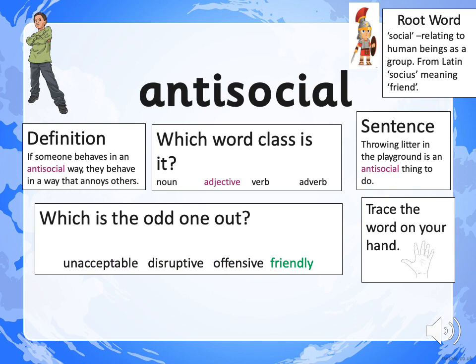My definition was, if someone behaves in an antisocial way, they behave in a way that annoys others. It's an adjective. We often talk about antisocial behaviour. We're describing the behaviour using the adjective antisocial. Here's my sentence. Throwing litter in the playground is an antisocial thing to do. The odd word out was friendly, because the other three words, unacceptable, disruptive, offensive, are all synonyms for antisocial, and you've hopefully traced the word on your hand.